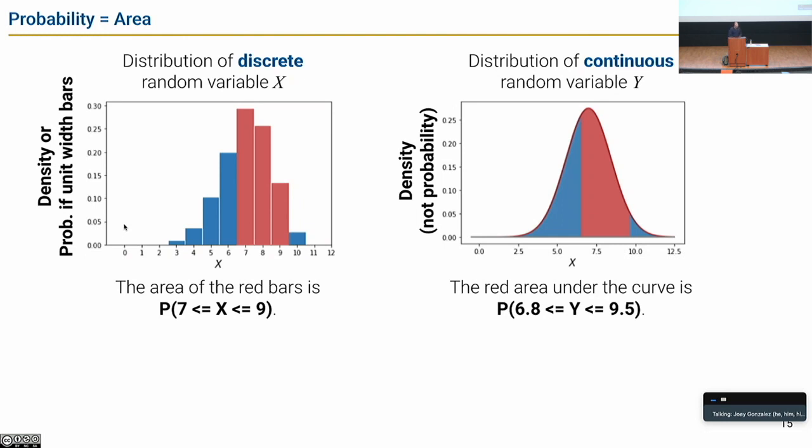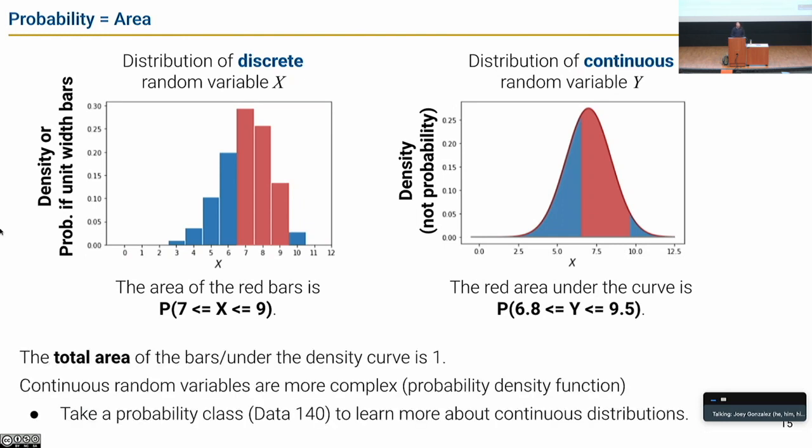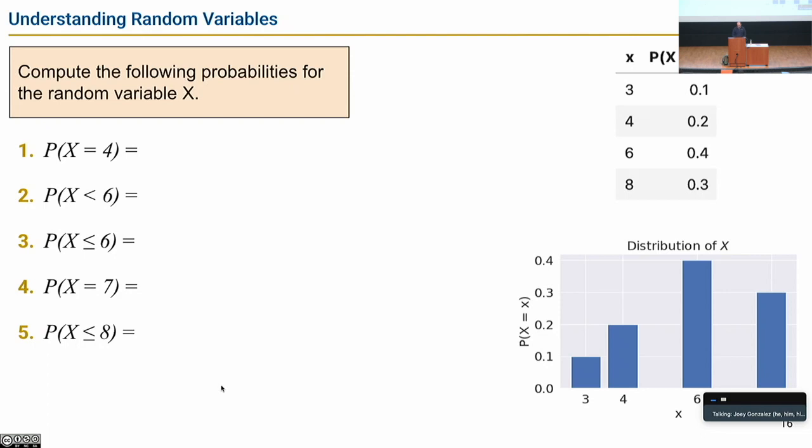Moving right along. All right, so the total area under the curve should be 1. And again, for continuous random variables, we have to look at a range of values. We can't look at a single value for that variable. All right, so quick practice. Here are some probability questions. Here is a probability table, and here's the distribution. So what is the probability that x equals 4?